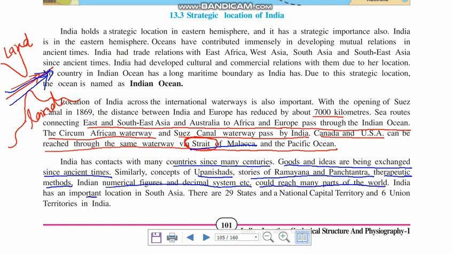India has an important location in South Asia. In South Asia, you can consider India as one of the most important countries. There are 29 states, a national capital, and 6 union territories. These have been updated. Okay, 29 states and 6 union territories.